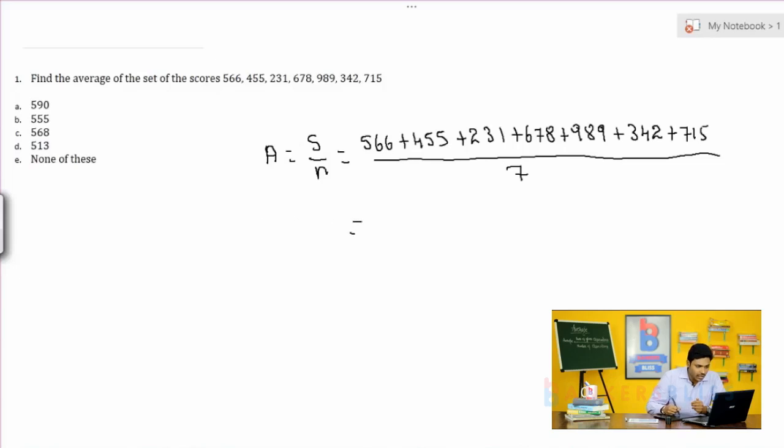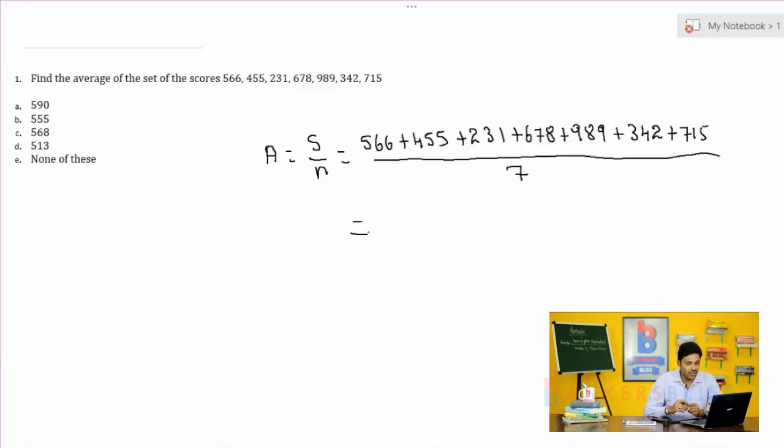Now I have to add 566 plus 455. Don't go for the traditional method. One more method is there to add, which saves a lot of time. In 566 you consider only 500. In 455 you consider only 400. In 231 you consider only 200. In 678 you consider only 600. Like that you do for all the other numbers.